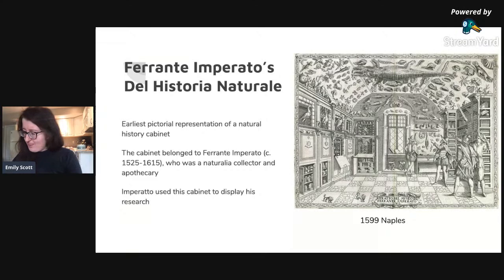Ferrante Imparato's work in zoology and scientific experiments also led to an impressive collection of 12,000 specimens. His collection included numerous amphibians and reptiles. He was just really, really important at the time. I think what's important about his cabinet of curiosity was that it made his research public knowledge.